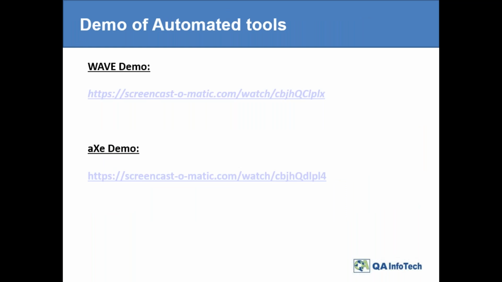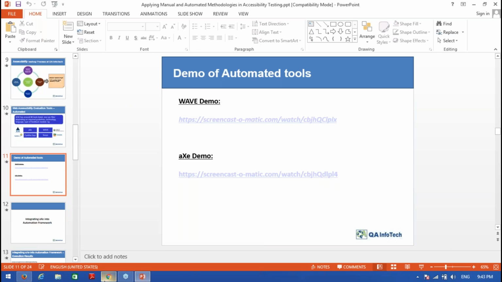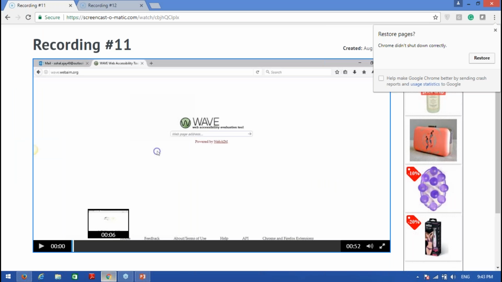So basically, Wave is an online tool which requires the web page URL as its input, and in return, it scans the web page for accessibility issues and displays the report. The drawback of Wave is that it only tests pages that are static. To demonstrate its working, I have prepared a demo.